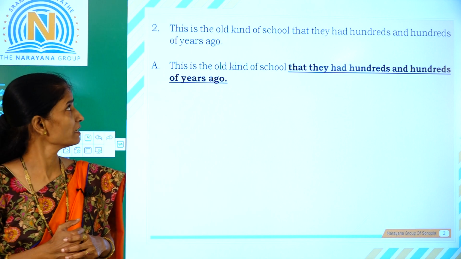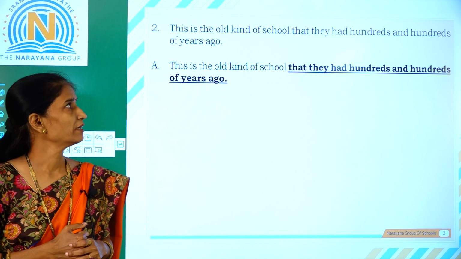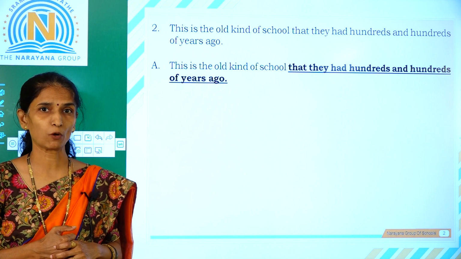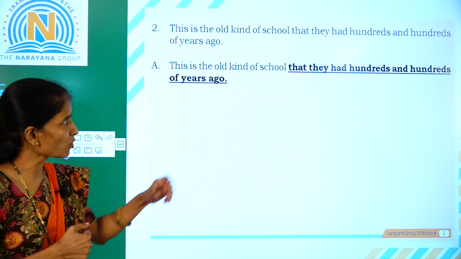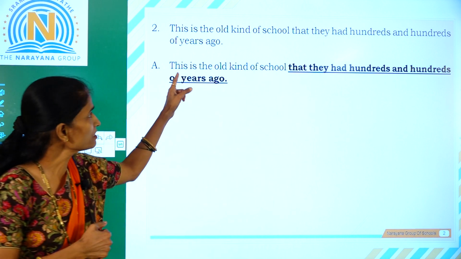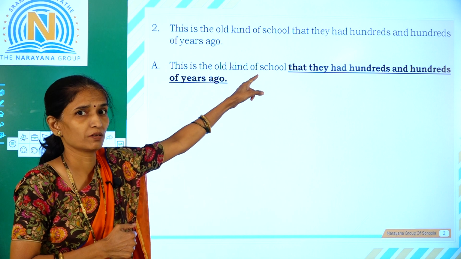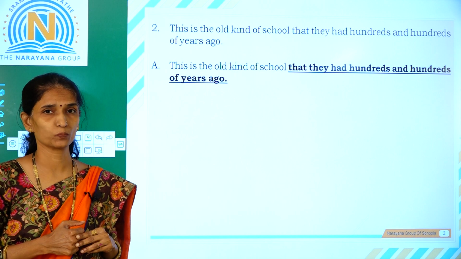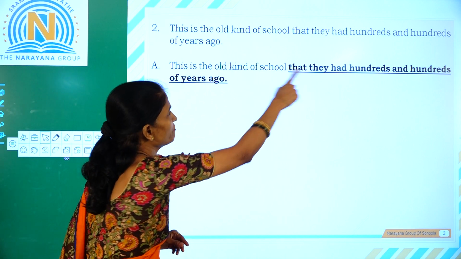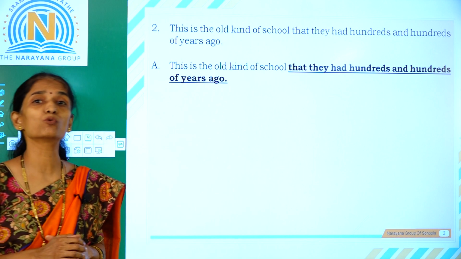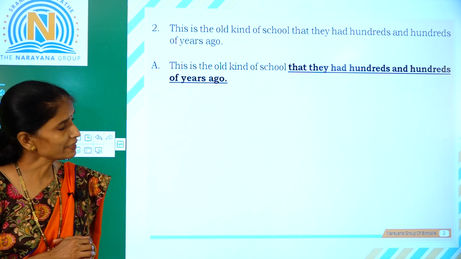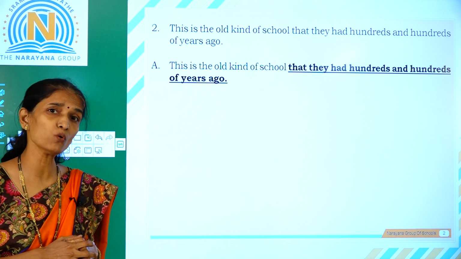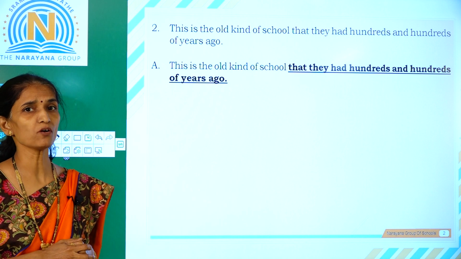The second sentence. This is the old kind of school that they had hundreds and hundreds of years ago. Okay, in this sentence, the relative clause is from that. This is the old kind of school. Which school? That they had hundreds and hundreds of years ago. So this relative clause is describing the school. The school that they had hundreds and hundreds of years ago. We use relative clause who for persons and which and that for things.